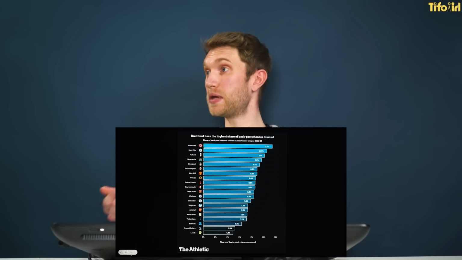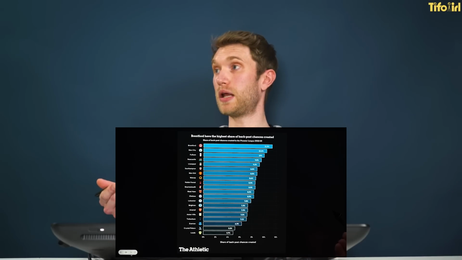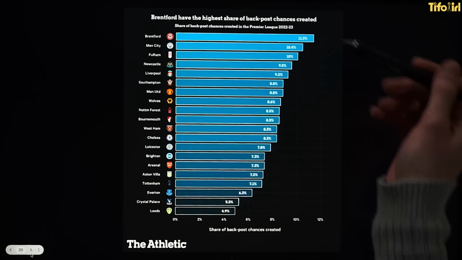Their strength is in set pieces. We know from their throw-ins as well that they've brought that into their open play, that they are able to find the back post very neatly. I think that's really interesting that they're right at the top.